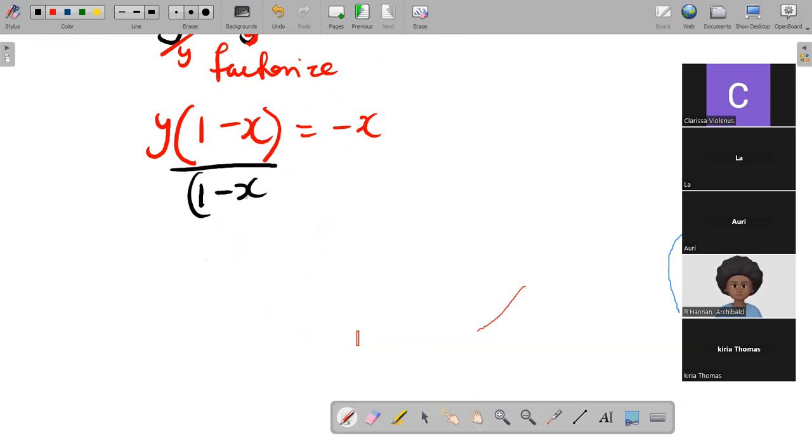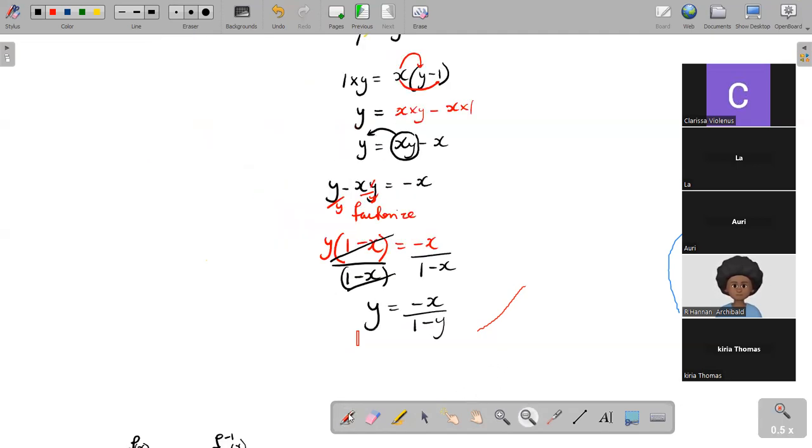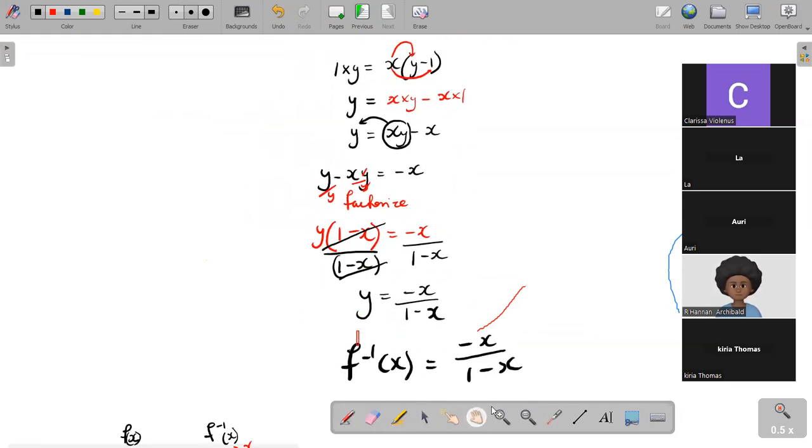I know you're a little confused, but don't panic. Divided by 1 minus x. So this bracket is going to cancel this bracket, and you're going to be left with y is equal to negative x over 1 minus x. And that's your answer. So then you're going to say f inverse is equal to negative x over, sorry, I don't know why I have y down here. That's supposed to be an x. 1 minus x.